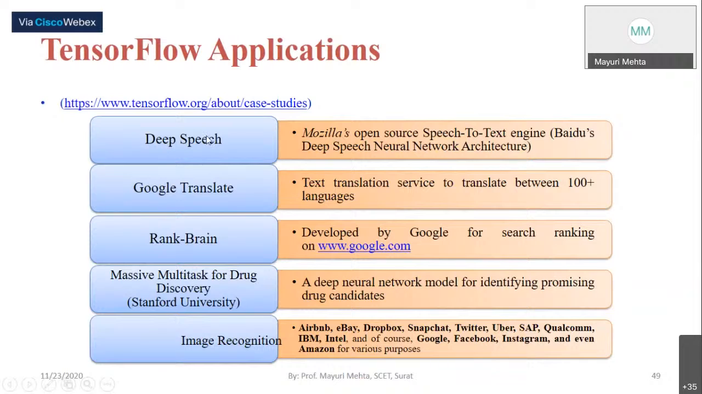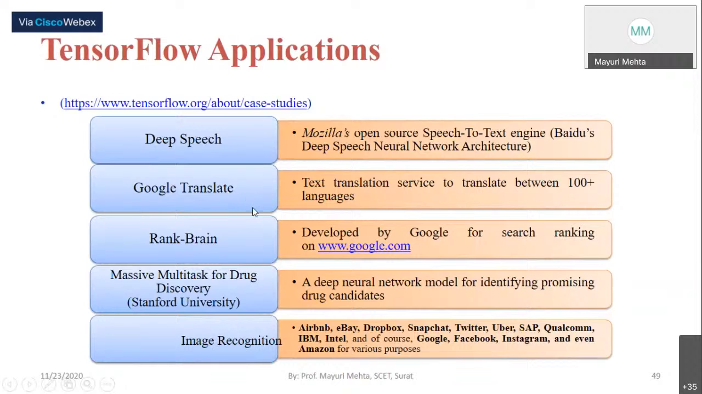We discussed DeepMind. Deep Speech was not discussed. Deep Speech is Mozilla's open source speech to text engine. Deep Speech is Mozilla's speech to text conversion engine, and this is implemented using TensorFlow. All these are machine learning, deep learning based applications, and they have been implemented using TensorFlow.